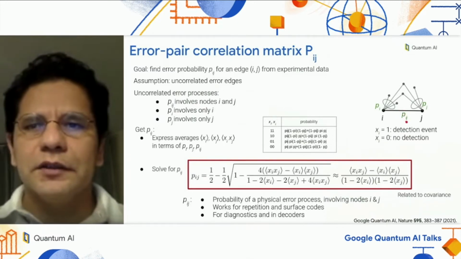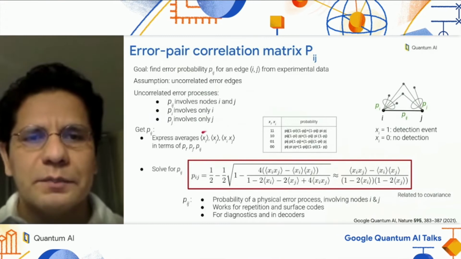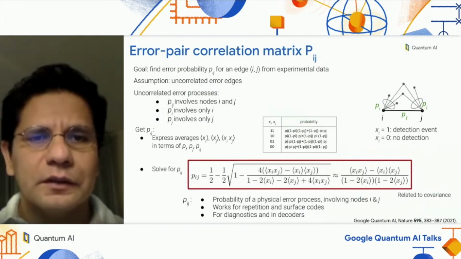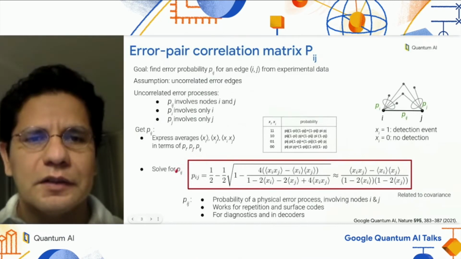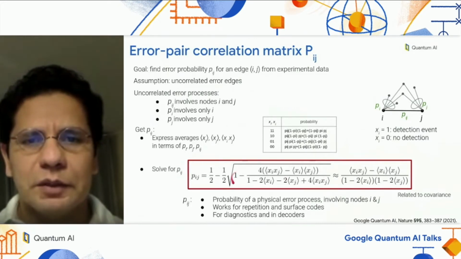To find this probability Pij, the idea is to express these averages in terms of these three unknown probabilities, and then we end up having a nonlinear system of three equations. And then by solving this system of equations analytically, we find the Pij probability, which is given by this expression. What is important here is that the Pij probability is expressed in terms of these experimentally accessible averages.